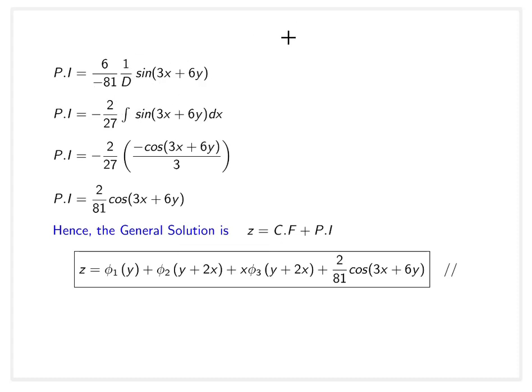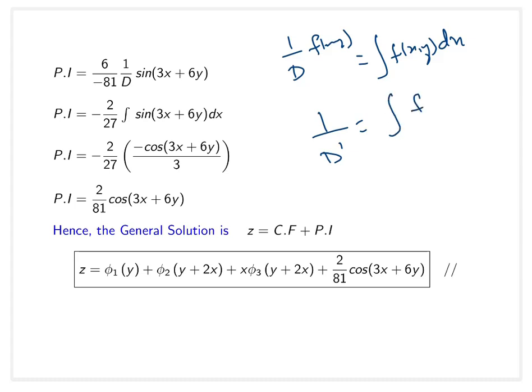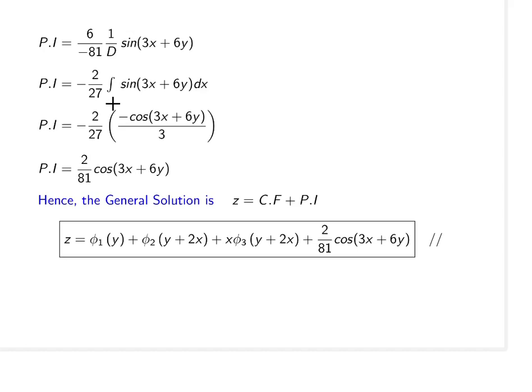So 1 by D of f of x comma y means we can represent the integral of f of x comma y with respect to x. Suppose if it is 1 by D dash, we can write it as the integral of f of x comma y dy. Therefore D dash means integrating with respect to y, D means integrating with respect to x. So therefore the particular integral is equal to minus 2 by 27.